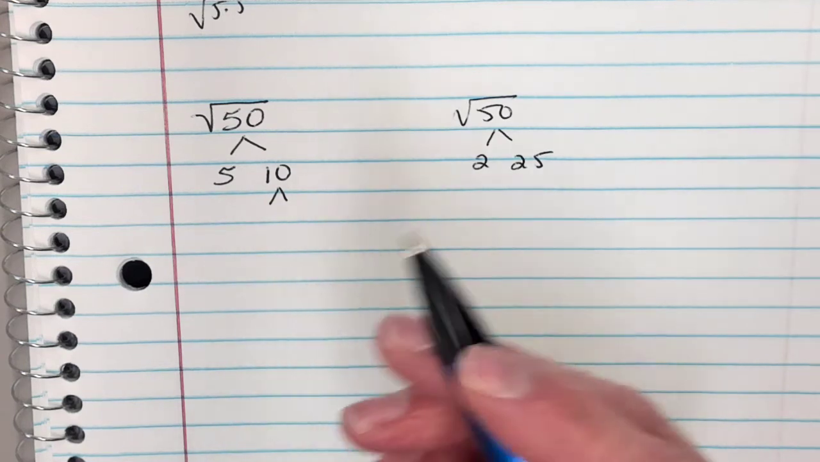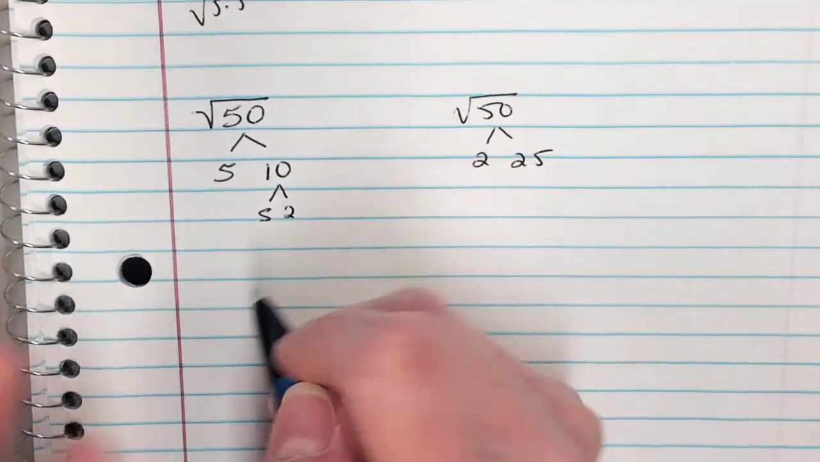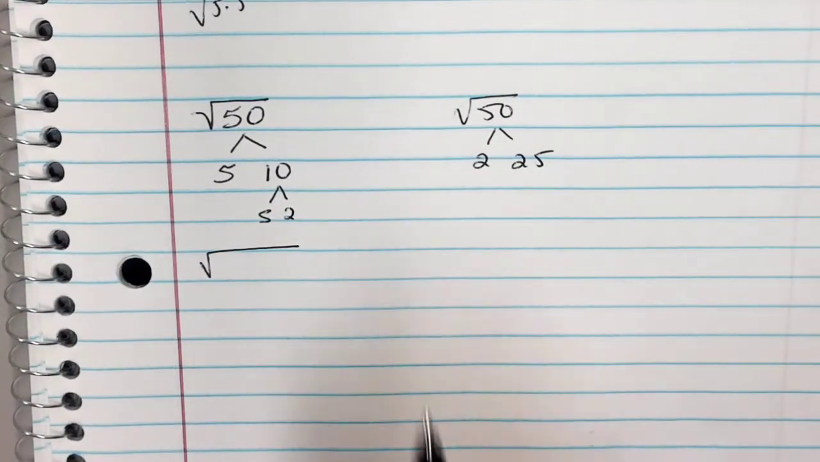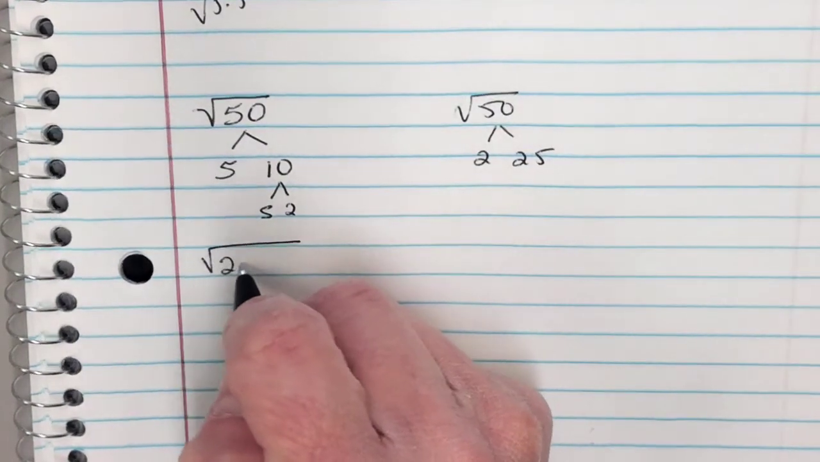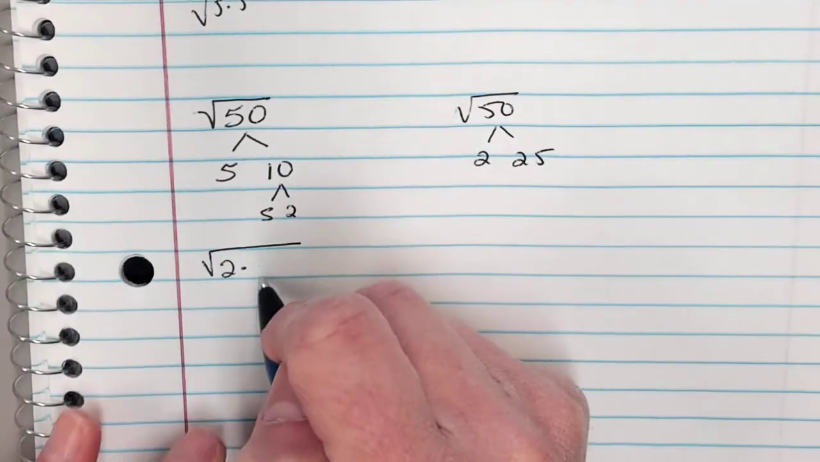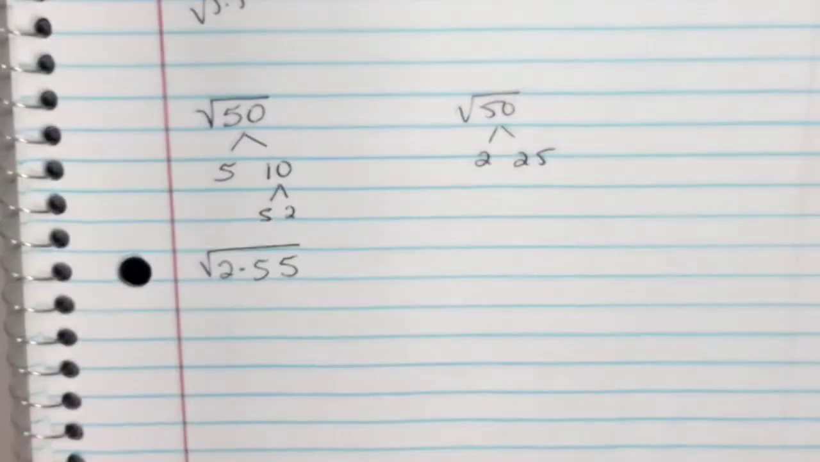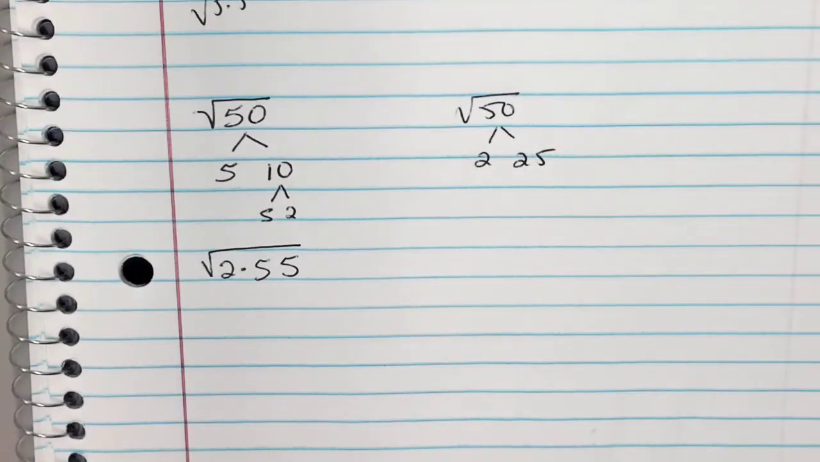5. Thank you. 5 and 2. Don't say 1 and 10. Don't use the 1. It's not going to get us anywhere. So I'm going to rewrite this. I like to put the smaller numbers first. So we're saying that 50 is 2 times 5 times 5. And that is the case. 50 is 2 times 5 times 5.